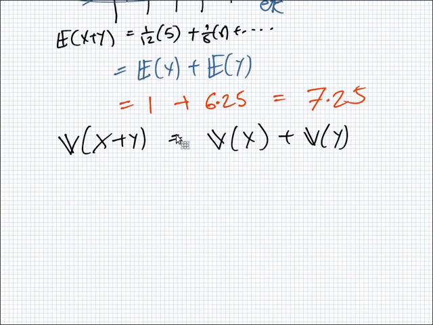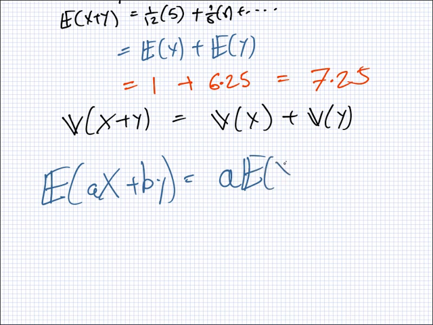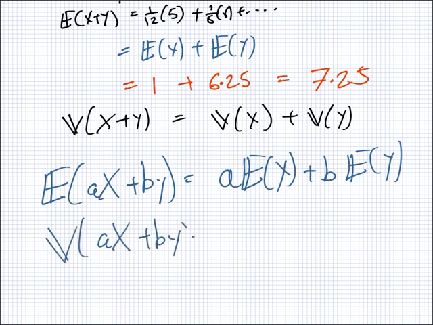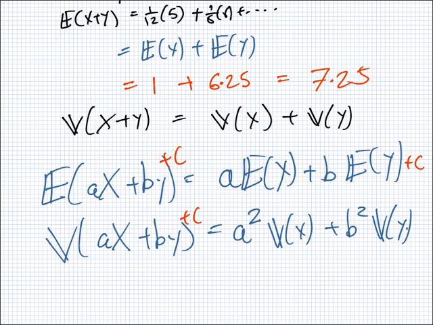So just to be clear, if you're dealing with variables, if I said expected value of ax plus by, that would equal a times the expected value of the x variable, plus b times the expected value of the y variable. Okay. And similarly, if I said variance of ax plus by, that would be a squared variance of x plus b squared variance of y. And of course, if I had a plus c here, there'd be a plus c here. And if I had a plus c here, there'd be nothing here, because the adding of the constant doesn't change. Okay, so I think it's useful if you write these two down as well.